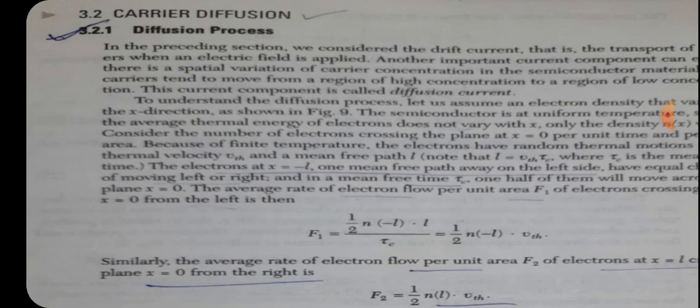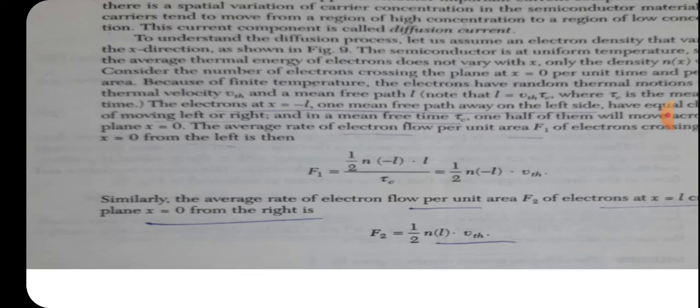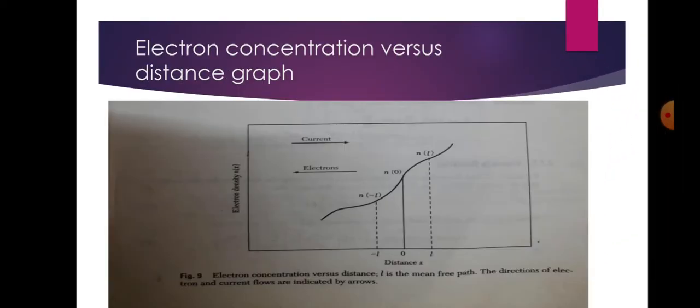The average rate of electron flow per unit area F1 of electrons crossing the plane x equal to 0 from the left is then given by F1 is equal to half N(minus L) into L divided by tau c. This gives the value half N(minus L) into V thermal. Similarly, the average rate of electron flow per unit area F2 of electrons at x equal to L crossing the plane at x equal to 0 from the right is F2 is equal to half N(L) into V thermal, as you have shown in the equation over here.